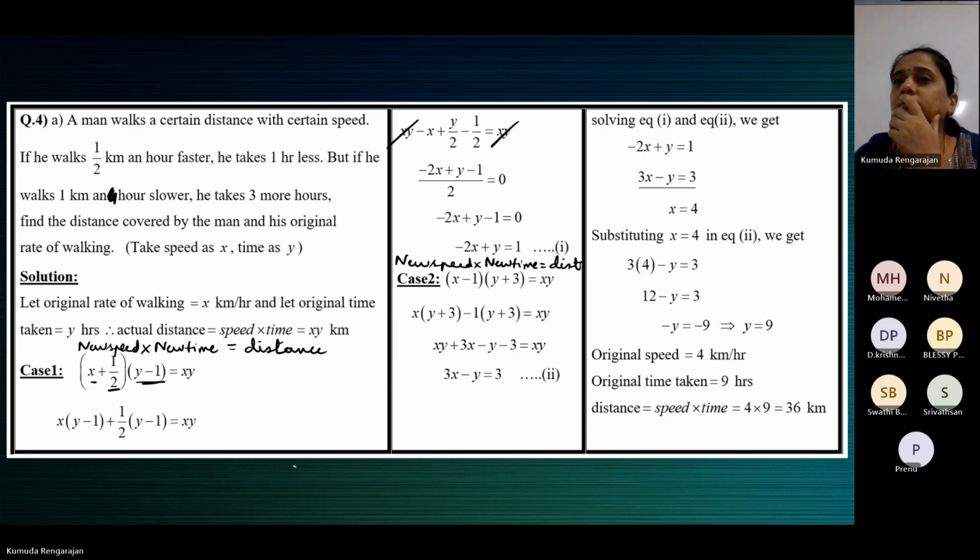So how do we construct the equations in this situation? The formula is new speed into new time is equal to distance. Let the original speed be x, original time taken be y. We construct the equations using new speed into new time is equal to the original distance. You get xy on the left hand side and xy on the right hand side, and they get cancelled. In both cases you get a linear equation in x and y, and you can easily solve it and find the values of x and y.